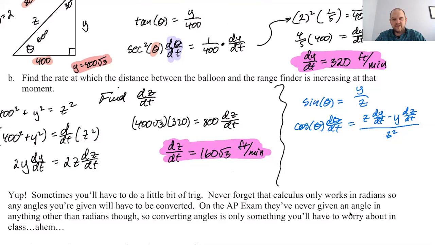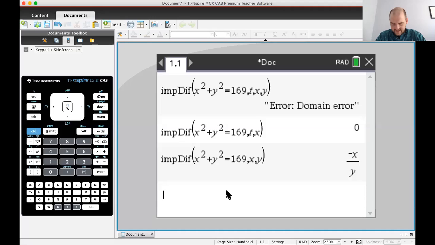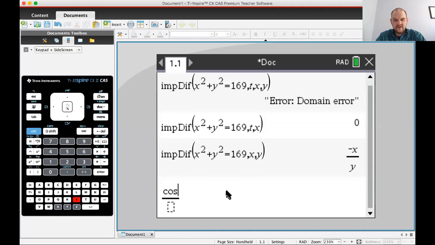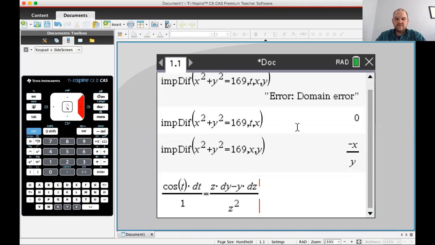Calculator, and I'm going to try to fill in the values. Right now I have cosine of theta. I'm going to use t for that, which is really bad. And then times d theta. And then I'm going to substitute things in. So that's over 1 because I accidentally did that. Z times dy minus y times dz over z squared. Okay, so I've typed in: dt is my d theta dt, dy is dy dt, dz is dz dt. And t I'm using as theta, which is not great, but it's what I'm doing.